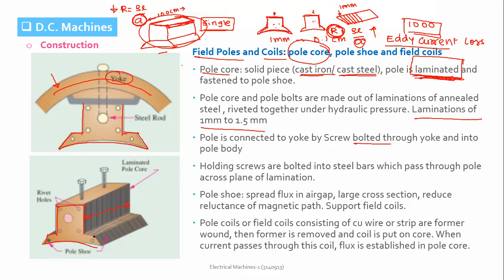It's made up of thin laminations. You can see here it is generally bolted over the yoke, on the body of the machine.